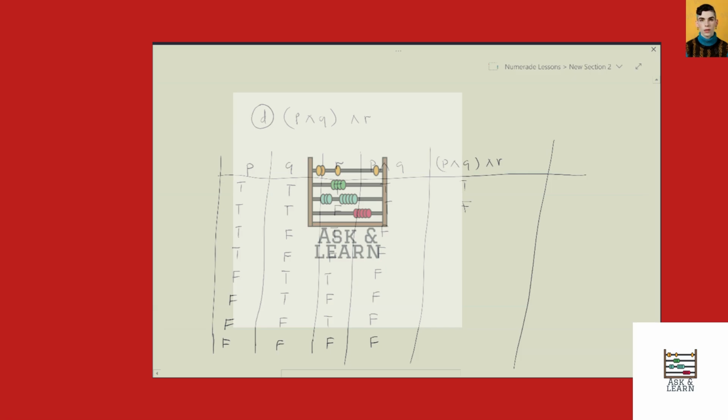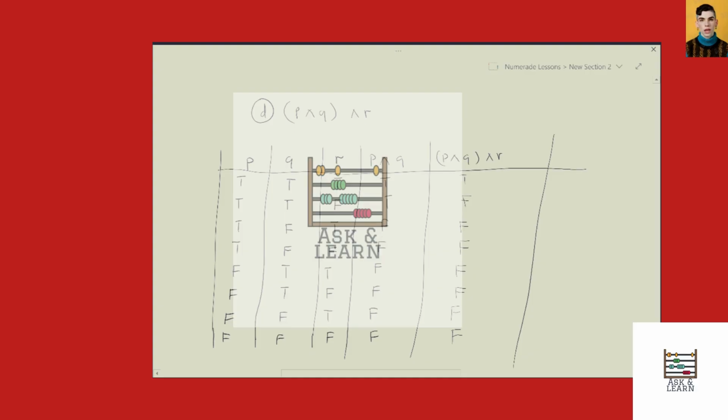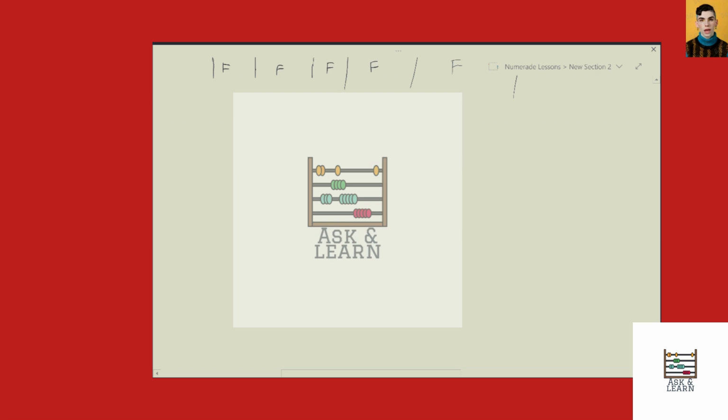Okay, the next one, one of them is true, so just one, so that will be false. Here all of them are false. One is true, the other is not. That is a false, this is a false, and that is a false. Okay, so let's move to the next one.